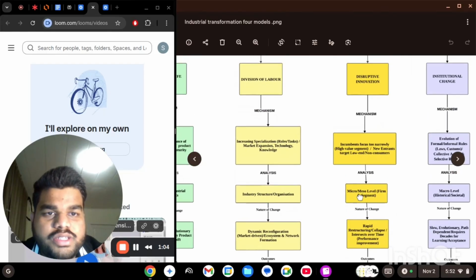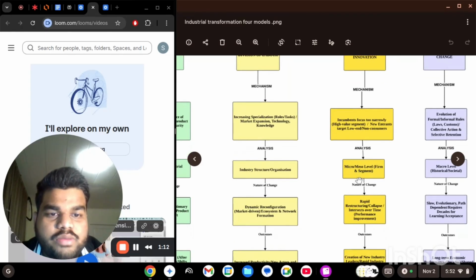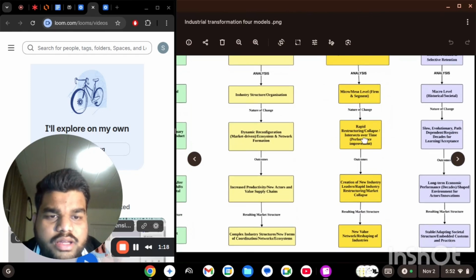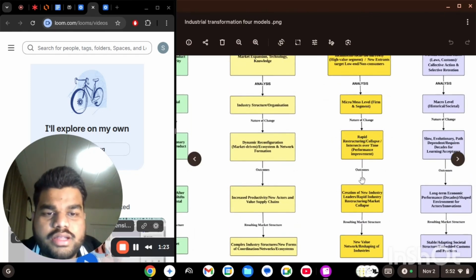The third one is disruptive innovation. The main mechanism is incumbents focusing too narrowly on the high value segment, and new entrants. The main analysis is micro and meso level frames. The nature of change is rapid restructuring and collapse, and the main outcomes are creation of new industry leaders, rapid industry restructuring, and market collapse. The resulting market structure is a new value network and reshaping of the industry.